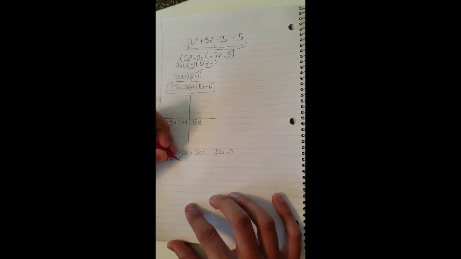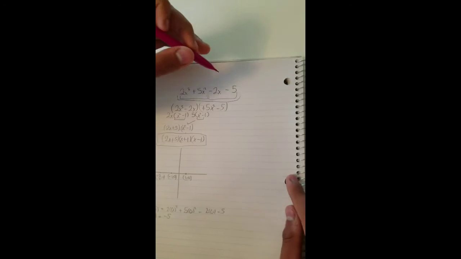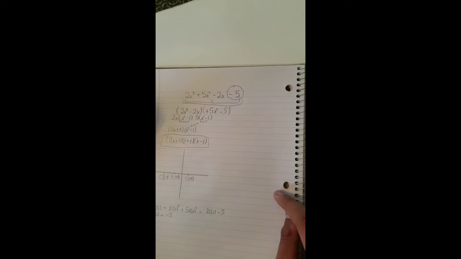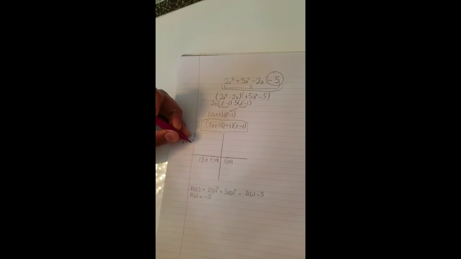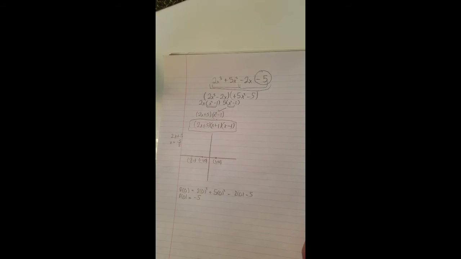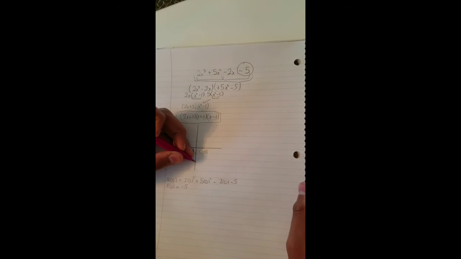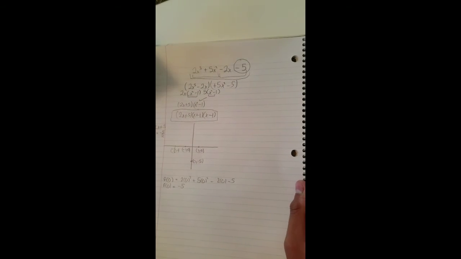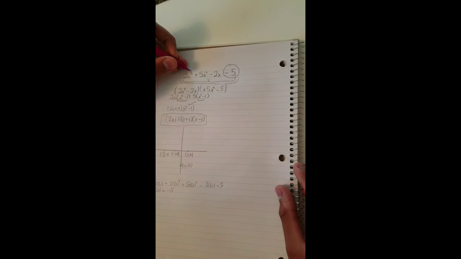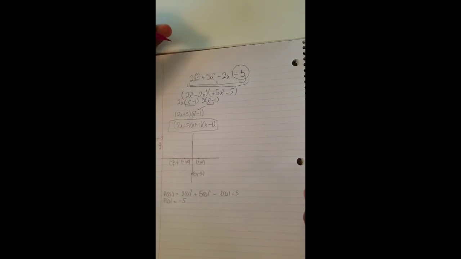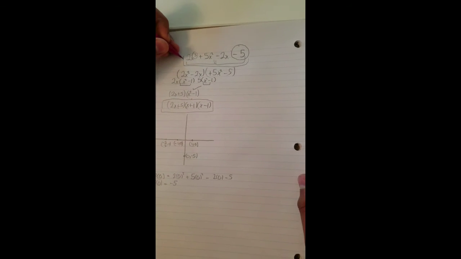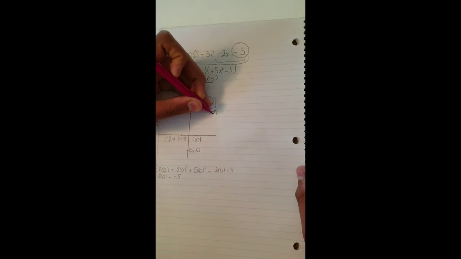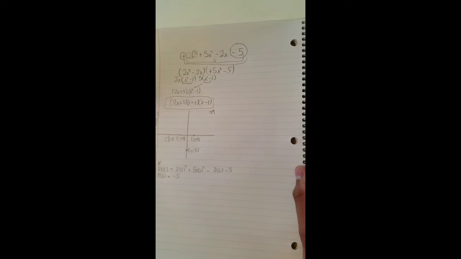In most cases, the y-intercept is always going to be the constant. However, you should always just check just to make sure you're right. So it's going to be (0, -5). And you're going to plot that on the graph as well. Now you're going to look back at the original equation and see the highest degree. And since the highest degree is 3, and the leading coefficient of that is positive, you know that it's going to end up in quadrants 1 and 3.